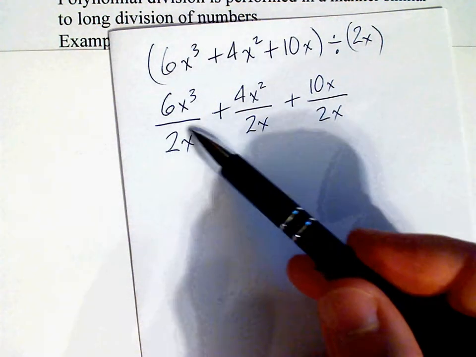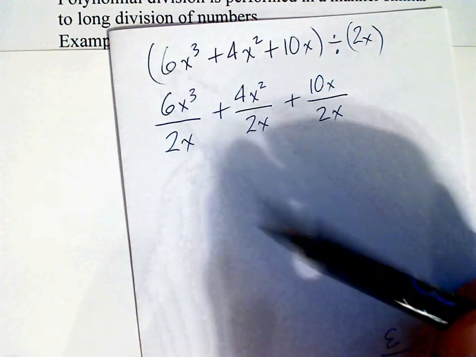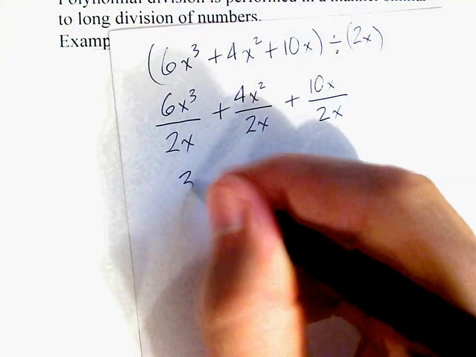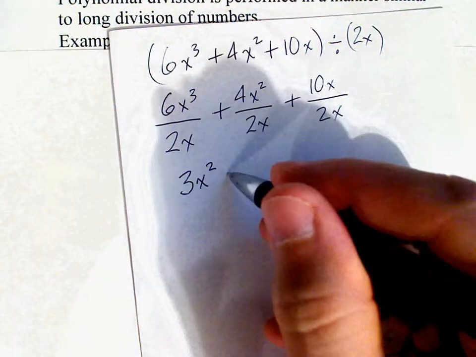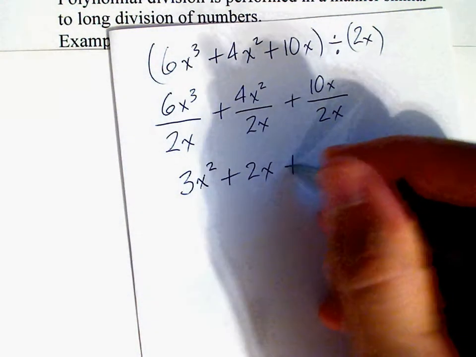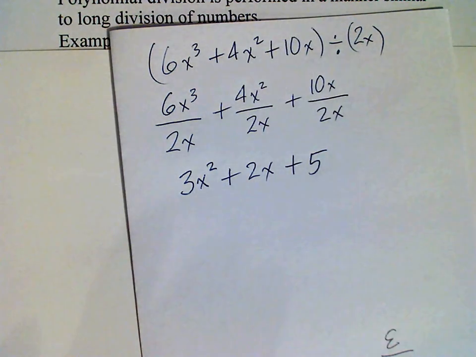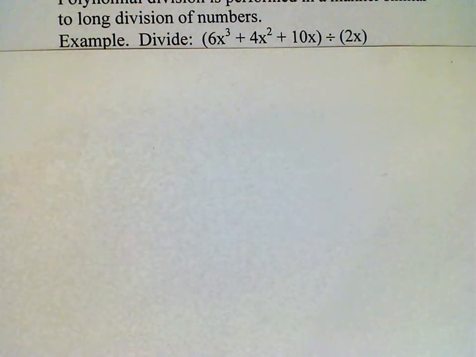Okay, so here 2x is a common factor because 2 will divide 6 and x will divide x cubed, of course. So we get 3x squared out of that, and we get 2x here, and here all we have left is a 5. Okay, so there's easy division for you.